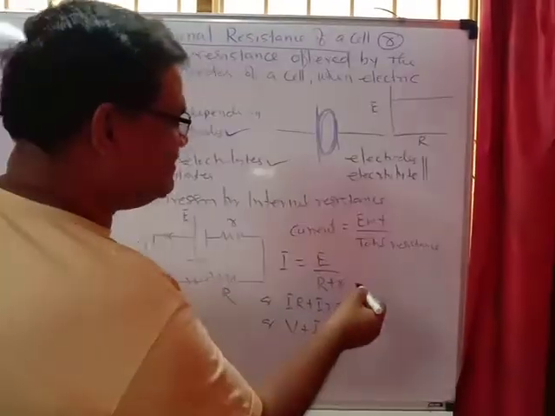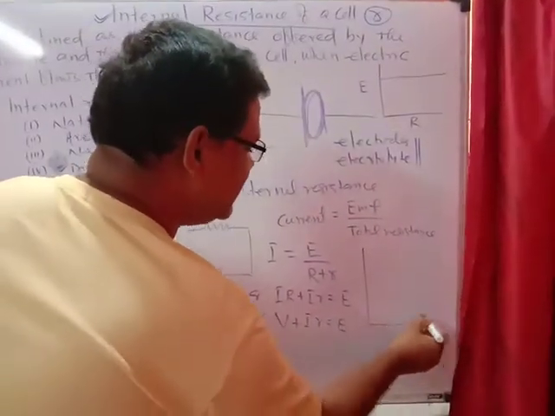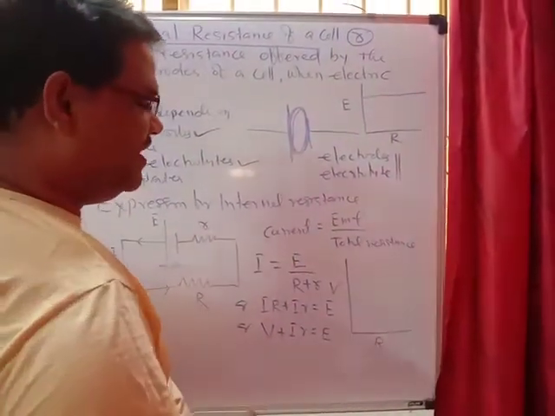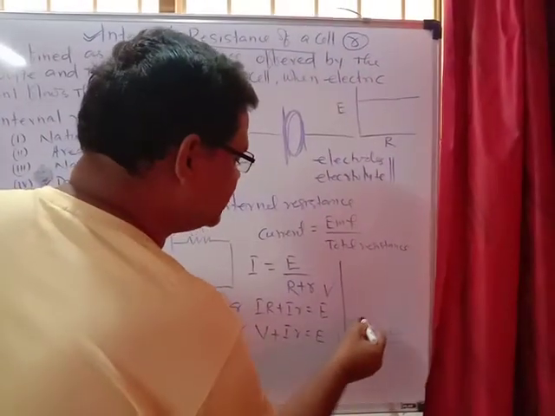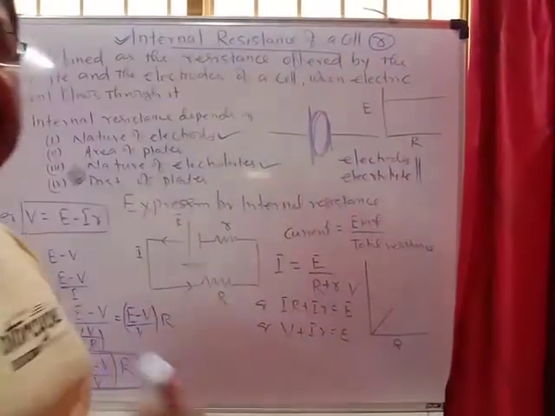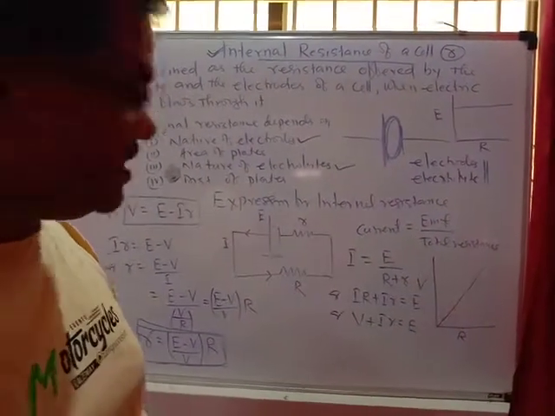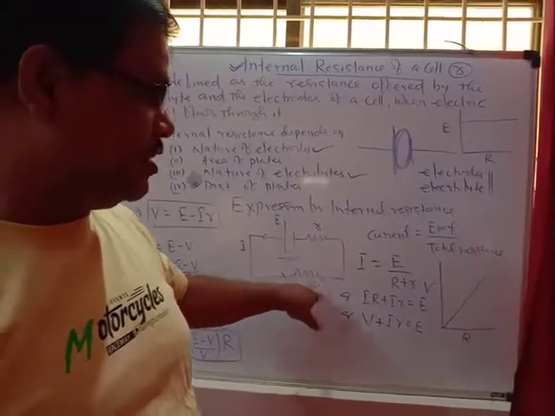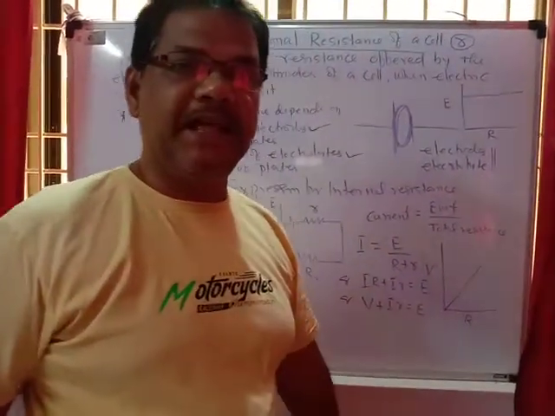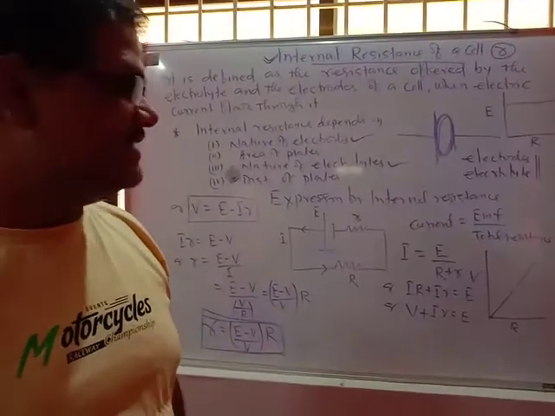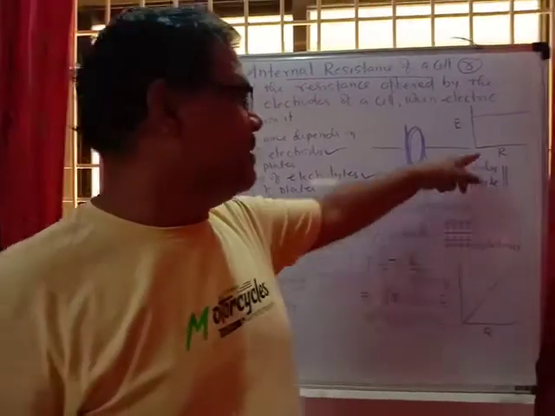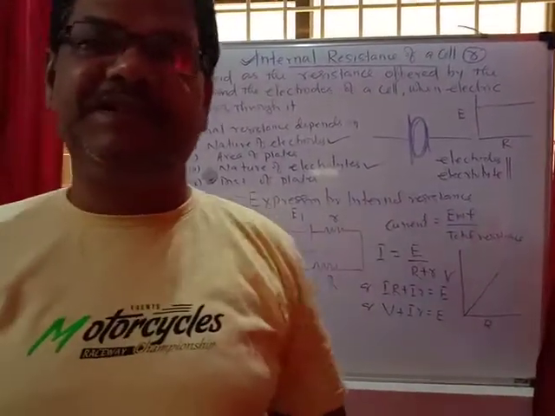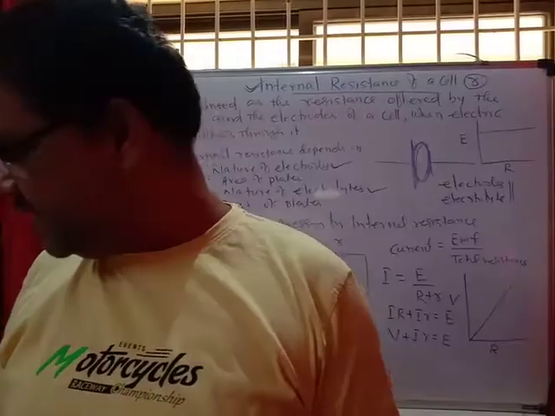If you plot the graph between V and R, if R increases, V also increases. The graph becomes like that, because the terminal PD depends upon the load resistance, capital R. If capital R increases, terminal PD increases. But EMF doesn't increase, because EMF is fixed for the cell. It doesn't depend upon capital R.